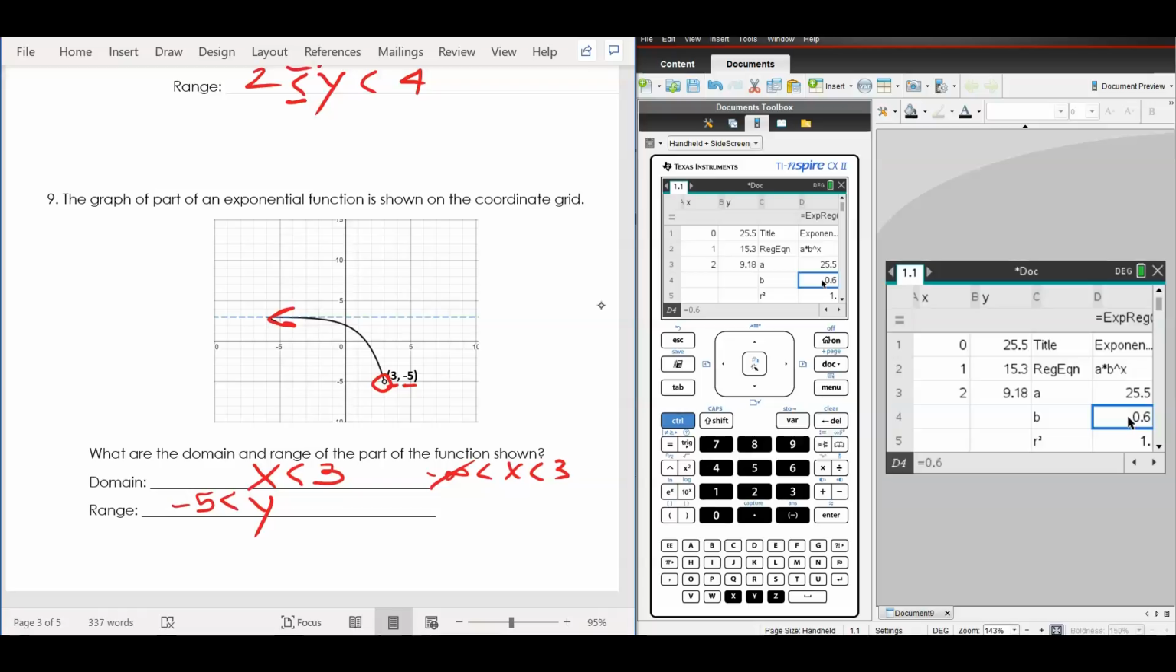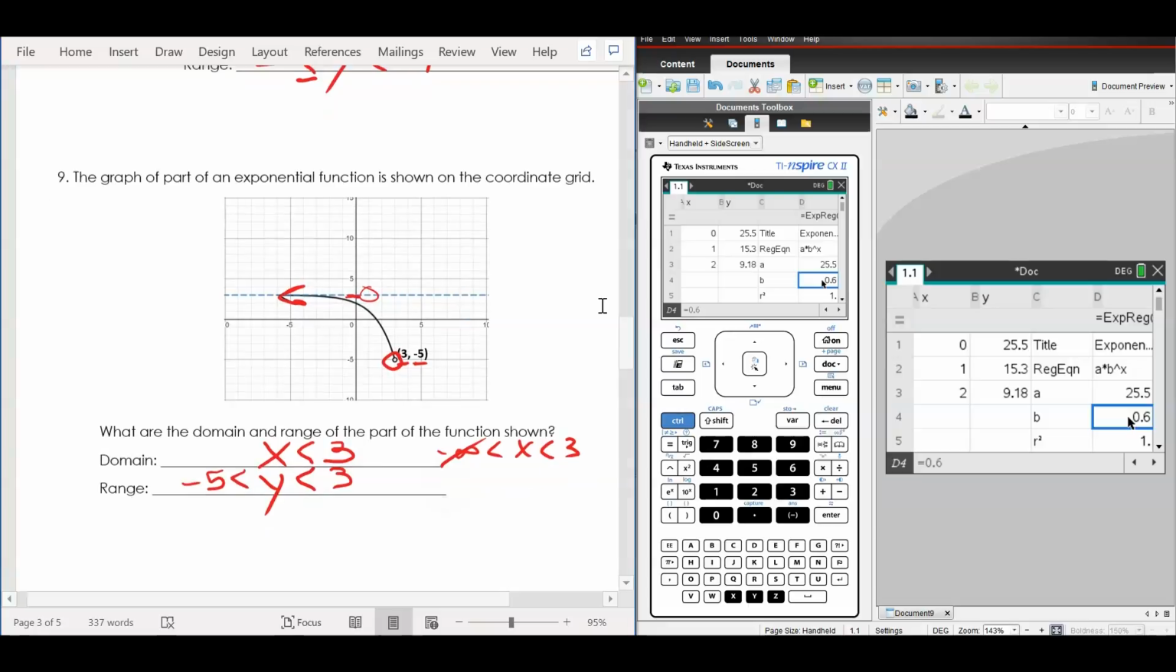And it goes up, but it never touches this line, which is at 3. So I could say it's less than 3 without touching it. That's like an open dot up here, okay? So do not underline it. So Y is between -5 and 3, does not touch -5, and it does not touch 3. All right, cool.